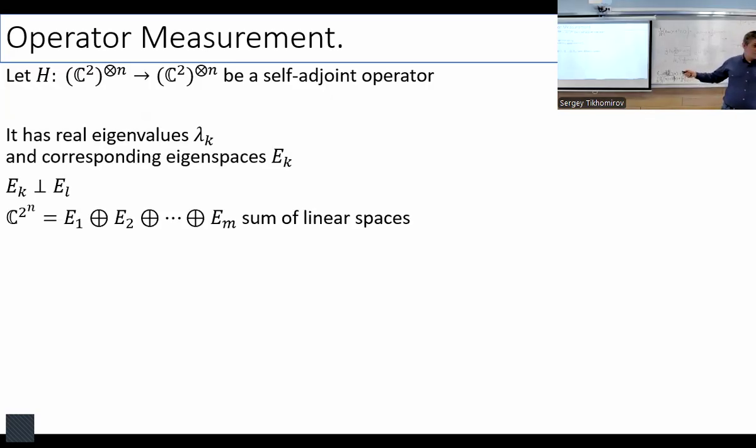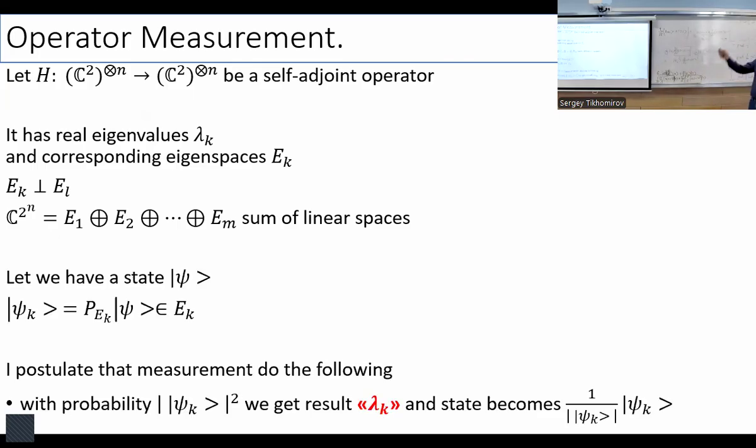H is a self-adjoint operator, so it has real eigenvalues and corresponding eigenspaces. Those eigenspaces are pairwise orthogonal, and the direct sum of them is the whole space. So we can consider the same construction, only the result which we get is now not k, it's lambda k. It is in a certain sense better, because what does k mean?